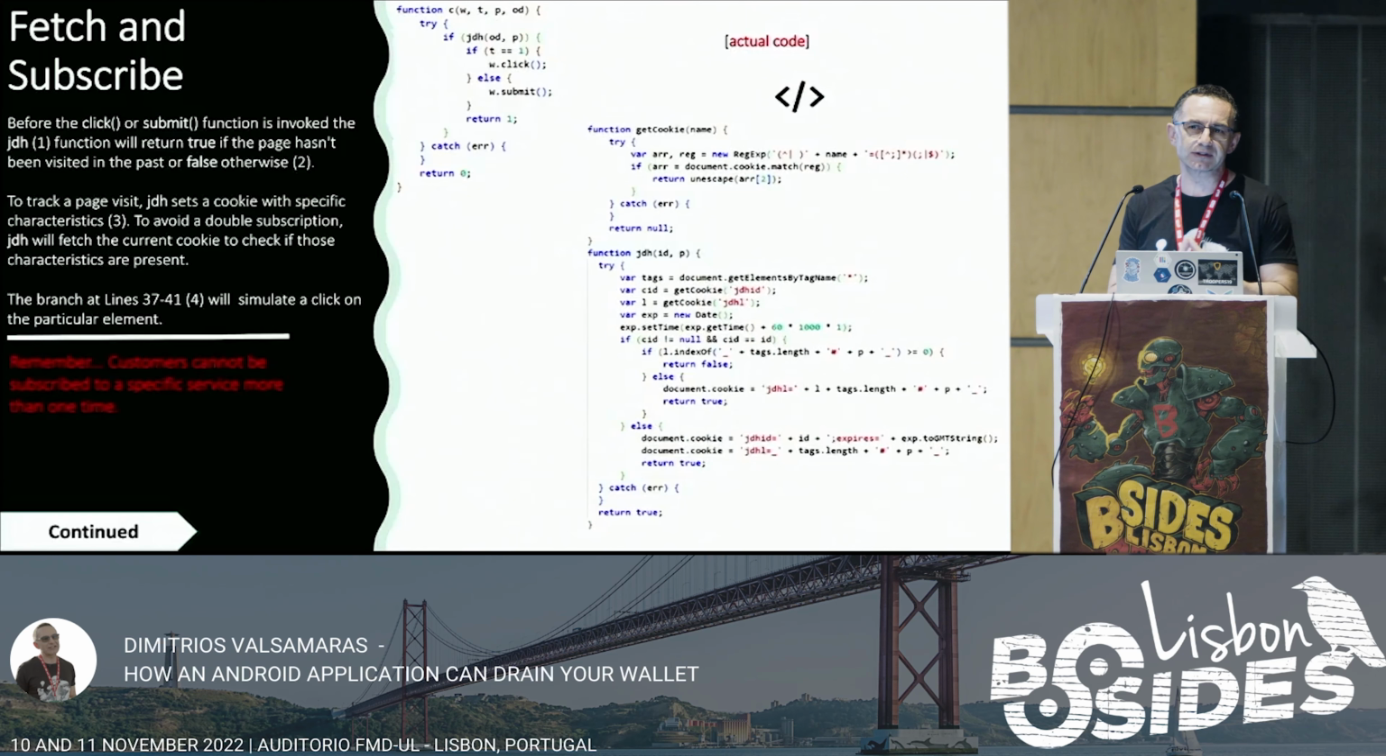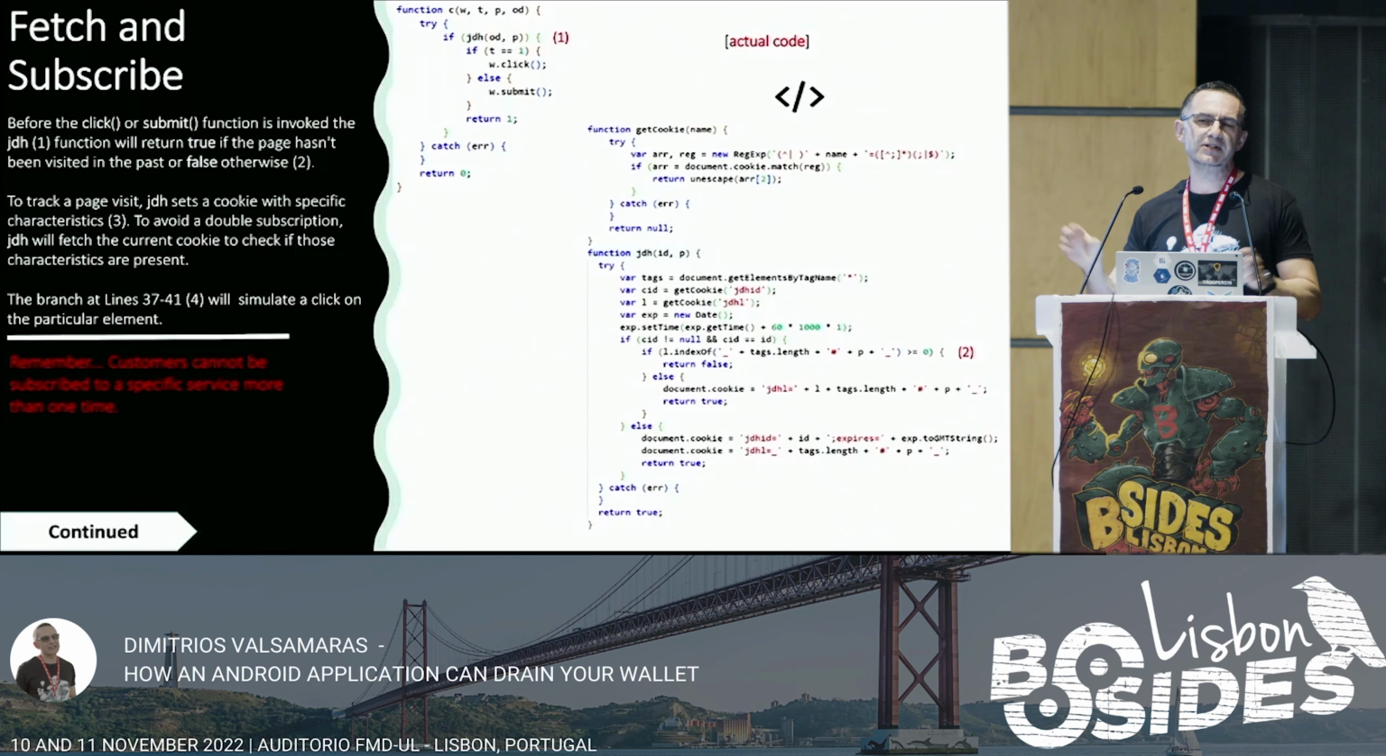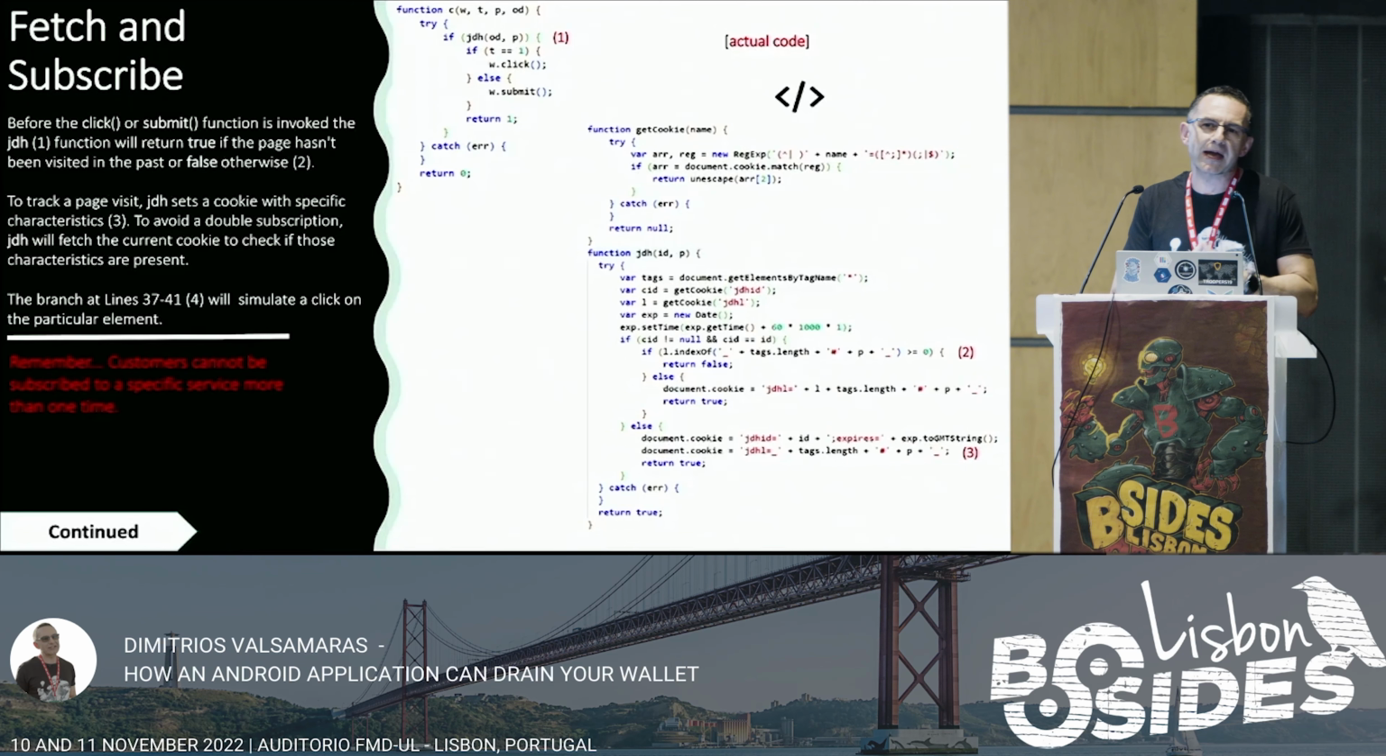And what this function does is actually acting in two steps. So the first step is to call the JDH function. Now, this JDH function will check for a specific cookie. So if this cookie has been set already, then it will return false. If this cookie has not been set, it will return true and will set the cookie. Now, what this cookie does is actually marking the page in order for the malware to understand that this page has been visited in the past.